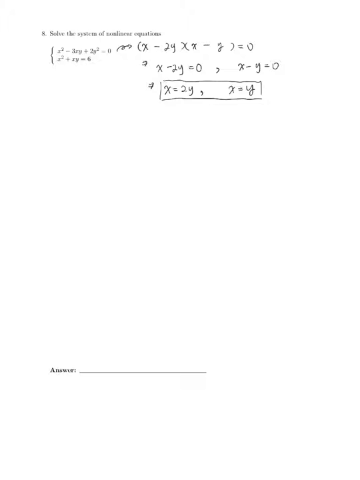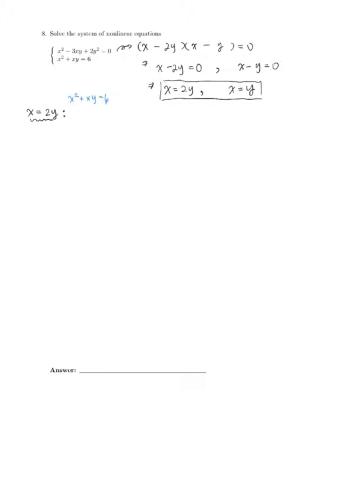All right, so now what we're going to do is this. So when x equals to 2y, let's just take care of that one. When x equals to 2y, what I'm going to do is I'm going to plug this into the second equation, which is x squared plus xy equals to 6. So let me just write it a little bit above. So I'm going to use x squared plus xy equals to 6.